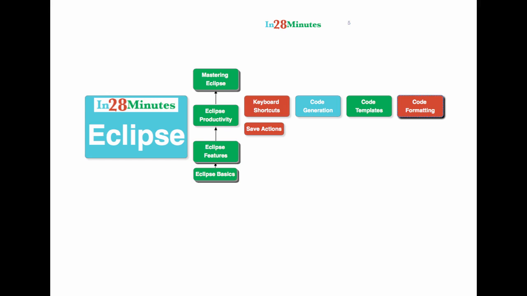And then we would look at code generation and code templates. These features help you in generating code much faster. And at the end, we would kind of look at how you can automatically format code and also automatically do a few things whenever you save something.